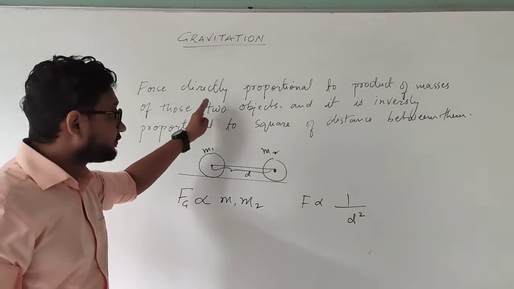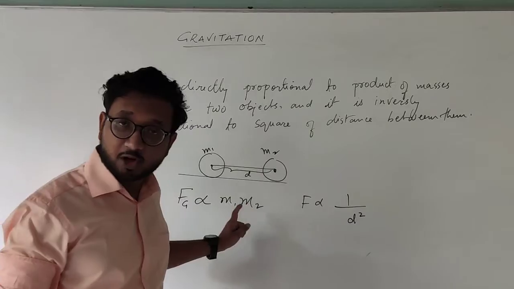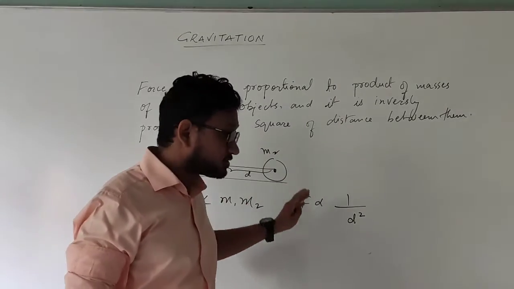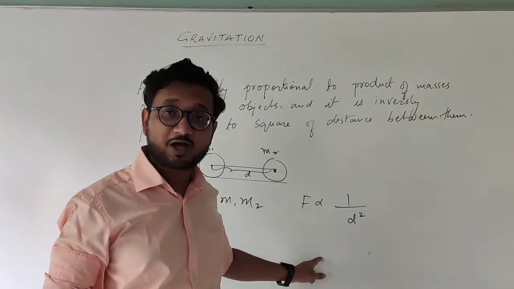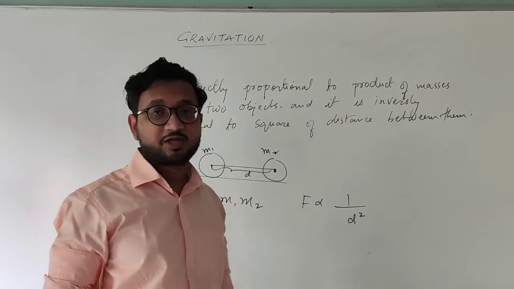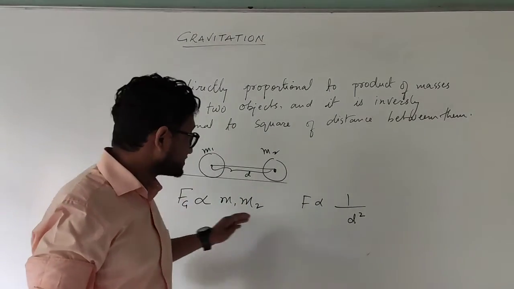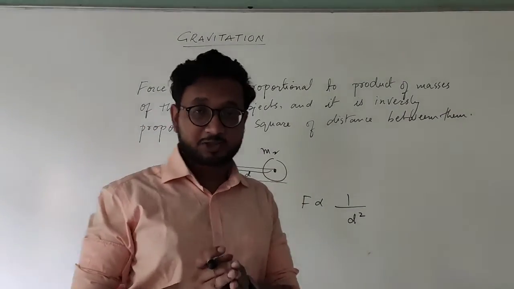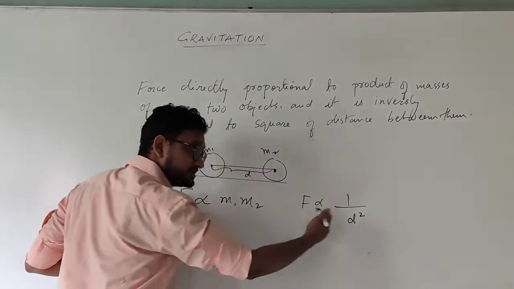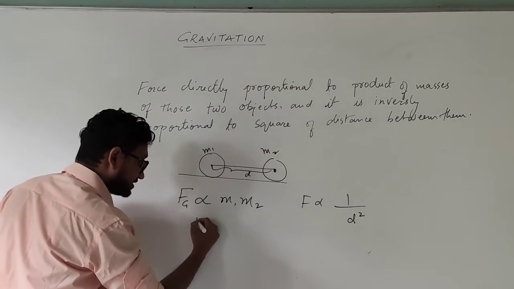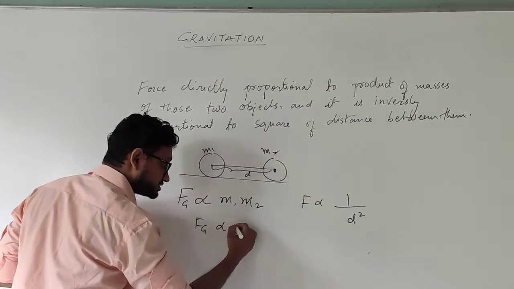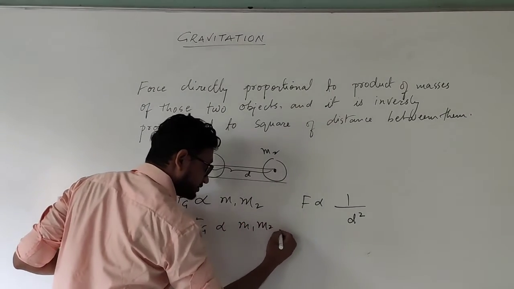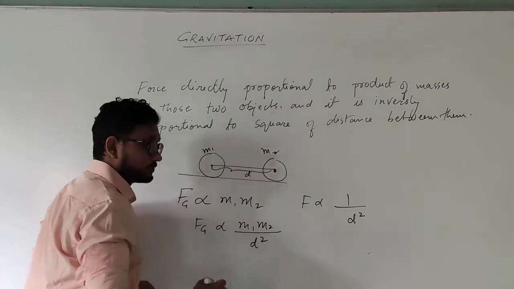So gravitational force is directly proportional to the product of masses and gravitational force is inversely proportional to the square of distance between them. So this is how these two statements are written from the universal law given by Newton. Okay. Now let's combine these two statements. So it becomes gravitational force F proportional to m1 m2 upon d square.